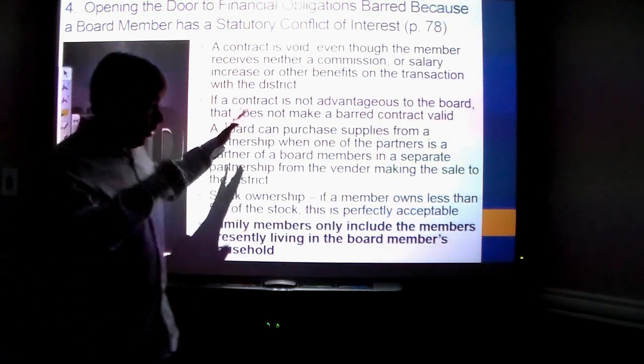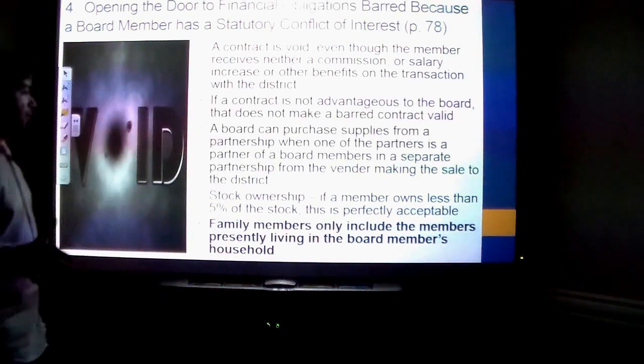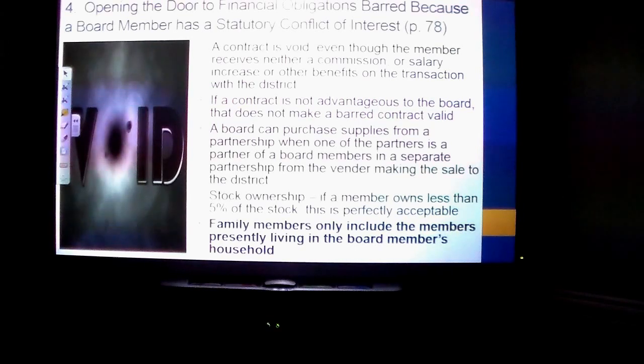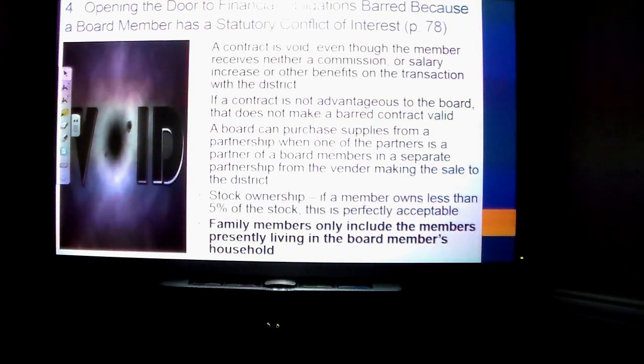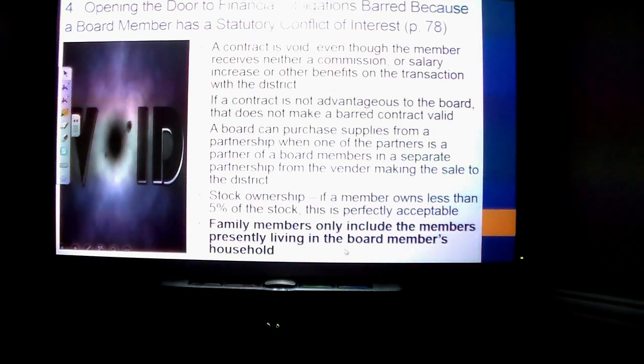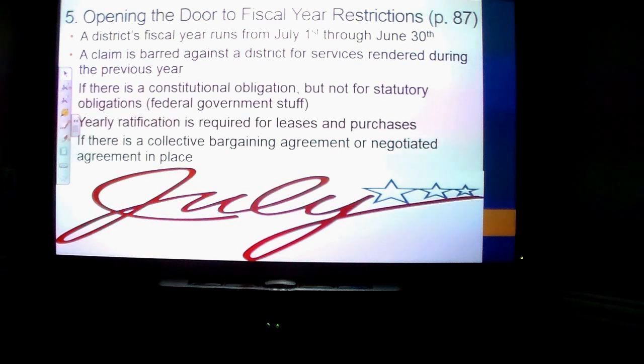So let's say you're on the school board in Owasso and you're also on the board of directors for Houghton Mifflin. That's perfectly acceptable. If a member owns less than 5% of the stock in a company, it's acceptable as well. And here's the big idea. Family members only include the members presently living in the board member's household. So fiscal year restrictions, big idea. July 1st to June 30th. That's what a fiscal year is in all businesses and certainly in schools too.